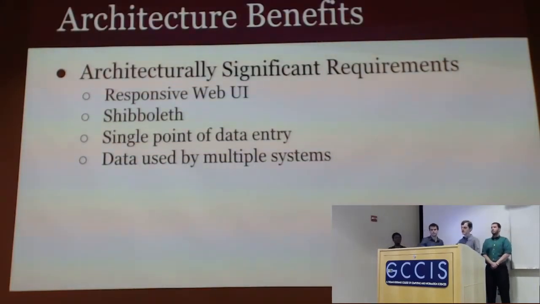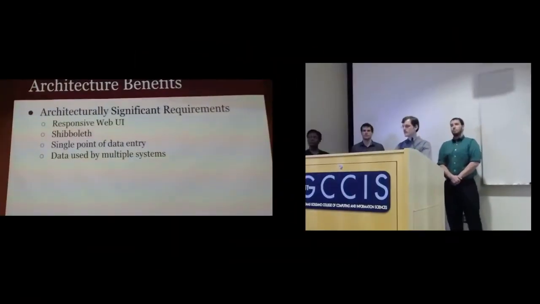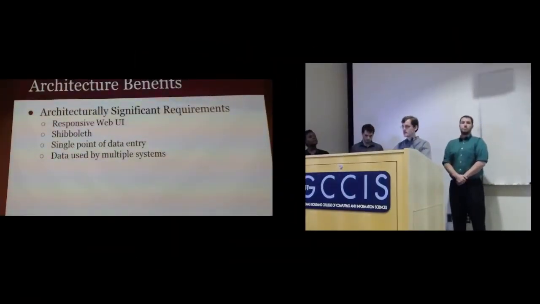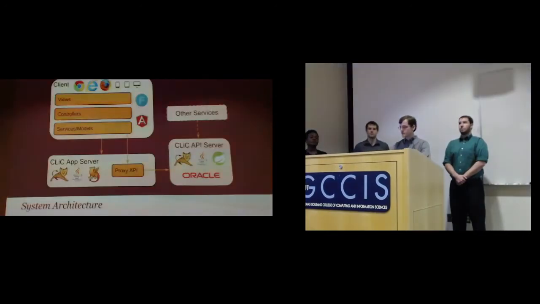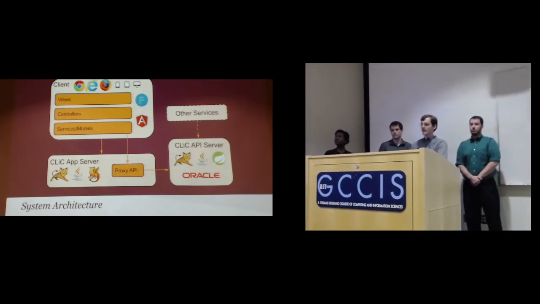So, moving into architecture, here are some of the architecturally significant requirements that we got at the beginning of the year that really shaped how we went about the project. These are some of the big ones that the sponsors clearly laid out when they defined the project to us. They wanted a responsive web UI, as Dave explained, so that location staff can fix things on the go. We knew we were going to be using Shibboleth authentication, and we also wanted a single point of data entry, which could then be accessed by several different systems. From that, we split our architecture into 2 partitions: the Click API server on the right and the Click app on the left.